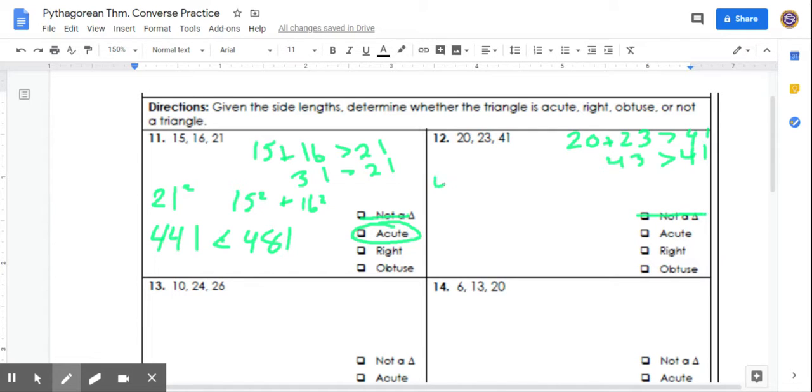So now we need to check if c squared, again, c being the biggest side, how that relates to the sum of the squares of the two other sides. So 41 squared is 1,681. 20 squared plus 23 squared is 929. So c squared is larger than a squared plus b squared, which makes it an obtuse triangle.